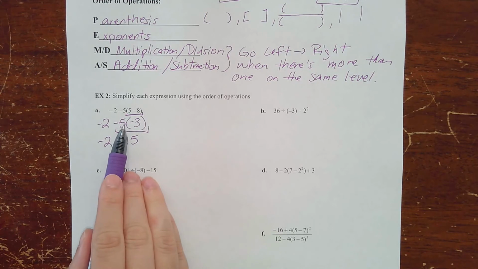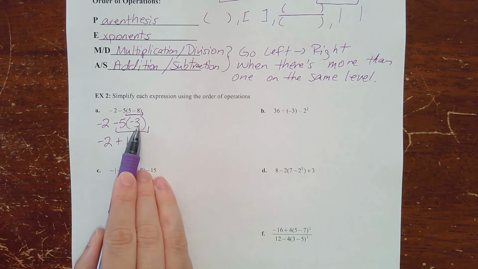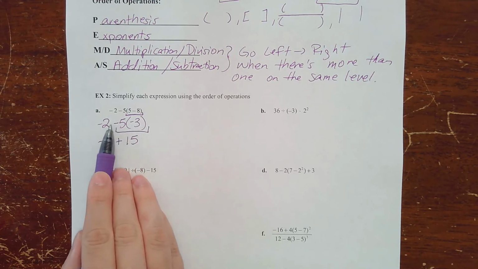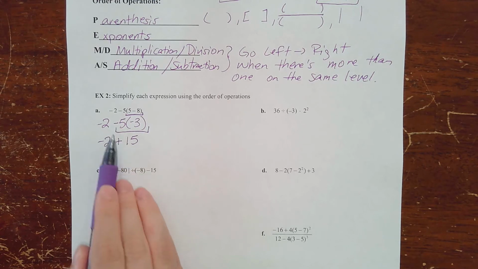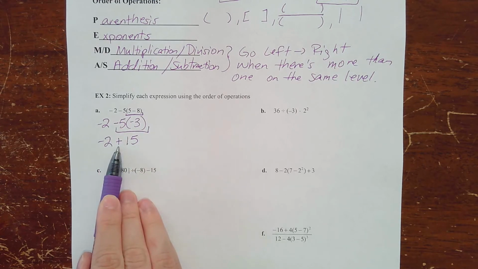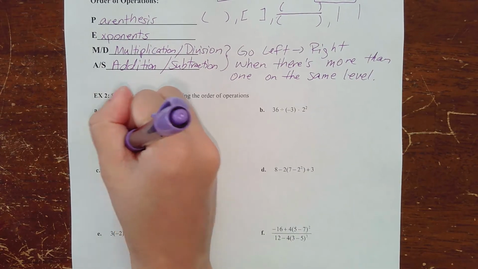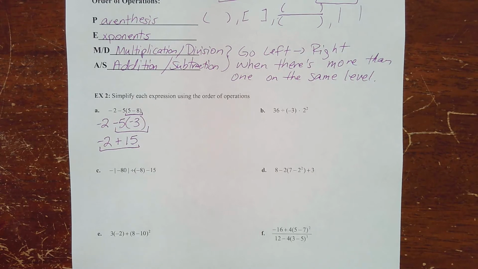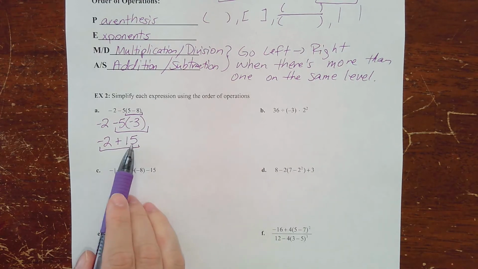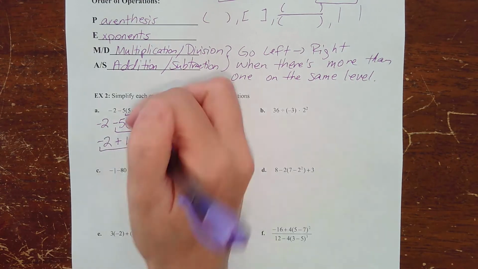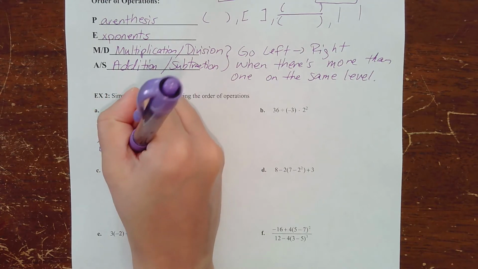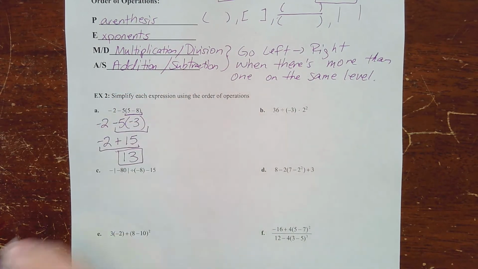If you want to think about it as 5 times -3 is -15, and then you're going to subtract that -15, we would be at the same place. We're still going to get a plus a positive. Okay? Last thing is the addition subtraction. So now we're dealing with -2 plus 15. So that's really the same thing as 15 minus 2, which would be 13. Okay? And that's our answer.